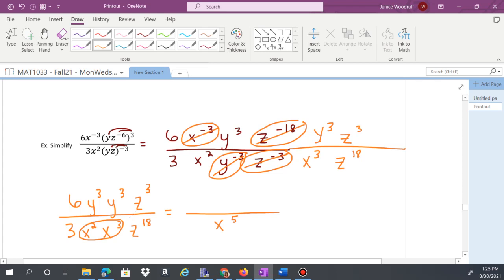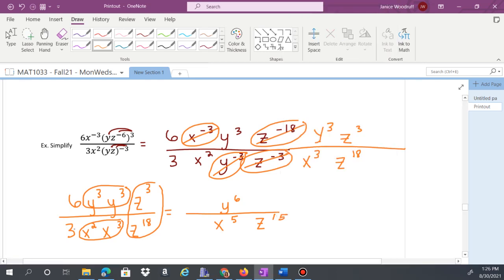All right, what about the y's? Yep, add these. They're both in the top, so that's going to be y to the 6th in the top. Now, z's, I've got 1 in the top, 1 in the bottom. Where's the z going to stay? Bottom. 18 is bigger than 3. What is 18 minus 3? 15. So I have 15 z's in the bottom.